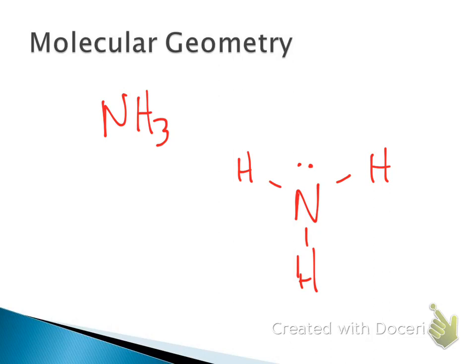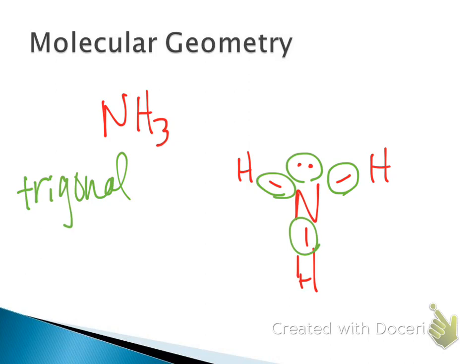So how many total domains do we see on NH3? 4. Total is 4. 1, 2, 3, 4. And then we have how many lone pairs? 1. So it should be trigonal pyramid. Trigonal pyramid. 4 total domains. 1, 2, 3, 4, right? We follow it down to 4, and then we say there's one lone pair, so we go over.